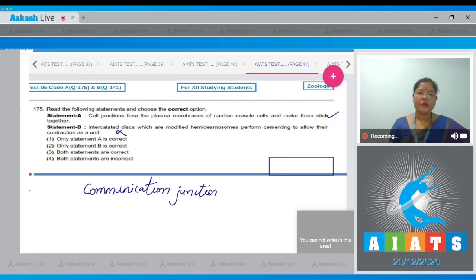And because of these communication junctions, cardiac muscles contract as a unit. So only statement A is correct. Correct answer to our question is option number 1. Let's proceed to the next question.